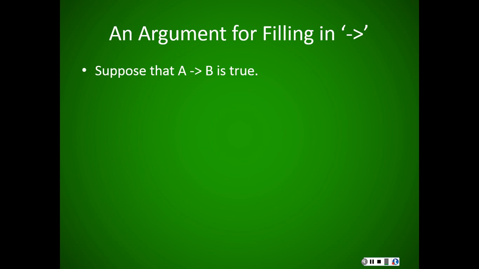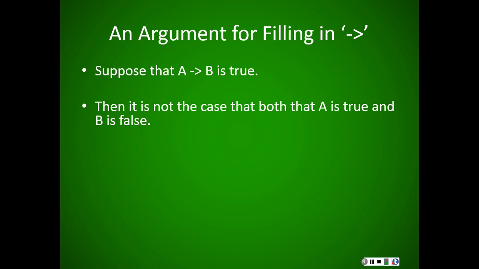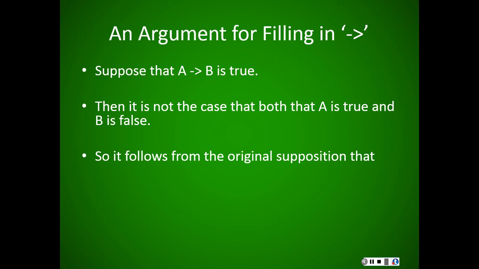It's going to go like this. Let's start out by supposing that if A then B is true. Let's just suppose that for the sake of argument. Well, as we saw above, we know that if that's the case, then at the very least it's not the case that both A is true and B is false. We know that at the very least, if this conditional is true, then it can't be that it has a true antecedent but a false consequent. So it follows from our original supposition that it's not the case that A and not B.